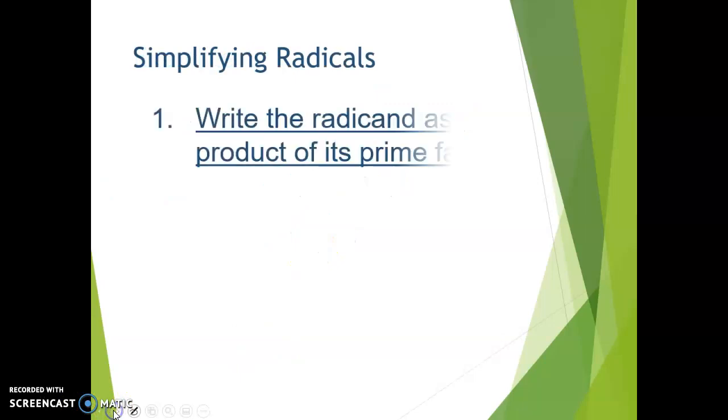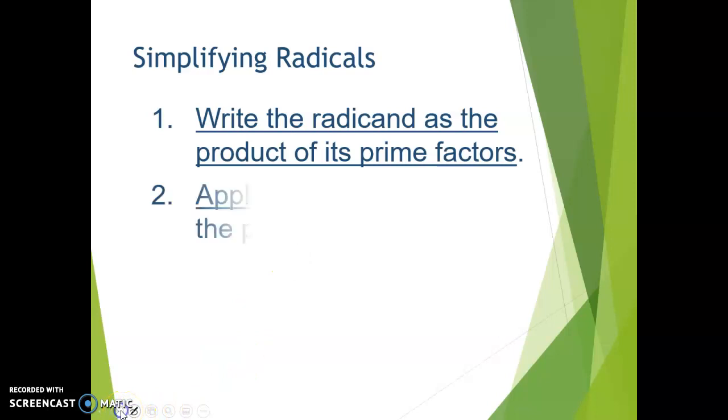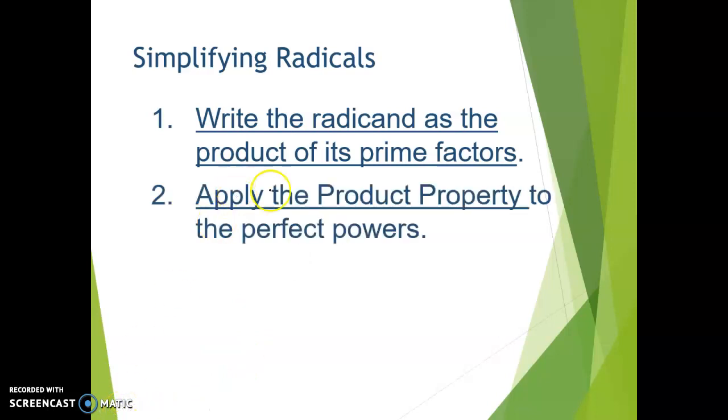When simplifying radicals, follow these steps. First, write the radicand as the product of its prime factors. So do the prime factorization and list each of the factors. Then apply the product property to the perfect powers.